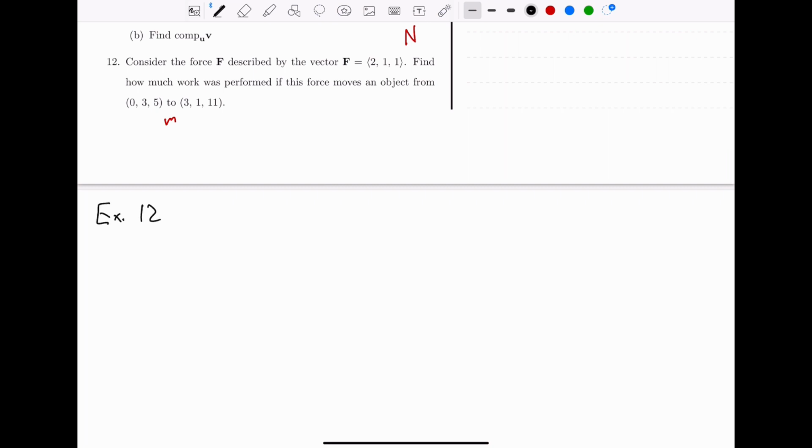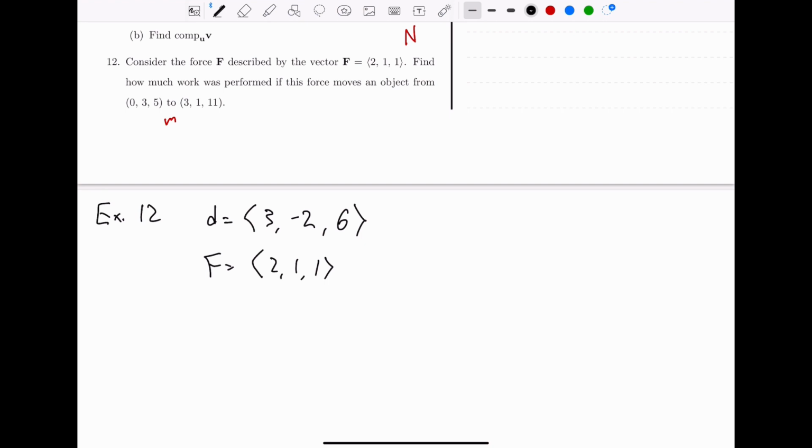The displacement vector is the vector between these two points. How do we find a vector with an initial point and a terminal point? We find the difference of the components. So for the displacement vector d, the x component is 3 minus 0, which is 3. The y component is 1 minus 3, which is negative 2. And the z component is 11 minus 5, which is 6. The displacement vector is the difference between the terminal point and the initial point of movement. Here's the displacement vector. The force vector was given. It's 2, 1, 1.